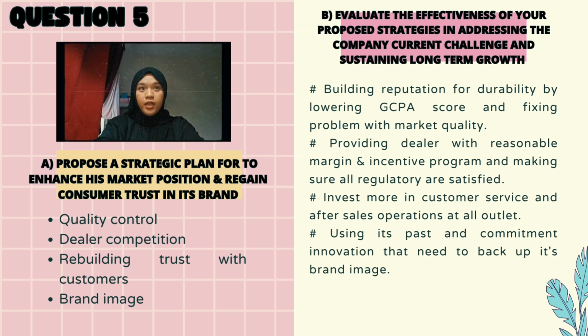So for question B, how to evaluate the effectiveness of your proposed strategy in addressing the company's current challenge and sustain long-term growth. As we know, Proton has to evaluate by gaining the trust of customers that requires proactive effort to improve the quality of the product, as I said before. So Proton has to make progress in building a reputation for durability by lowering their GCPA score and fixing problems with the market quality. For example, for the GCPA score, inspectors audit 1% of the daily approved, or we call it lulus, vehicles after pre-delivery inspection, PDI.